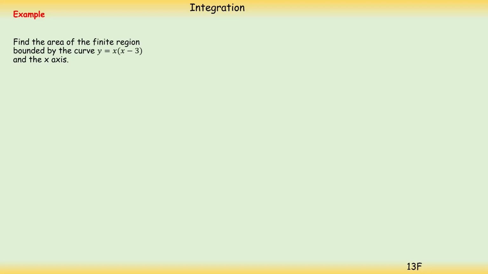Okay, so in this example, we're tasked with finding the finite region bounded by the curve y equals x(x minus 3) and the x-axis. Now, first things first, I've got to sketch what type of curve it's going to be. If I expand that out, I get y equals x squared minus 3x. So it's going to be a happy quadratic. Sketching it out, it looks like so.